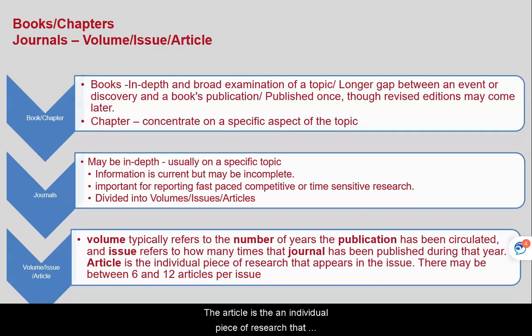The article is the individual piece of research that appears in the issue. Typically, there may be 6 to 12 articles in each issue. Each article will range from between 2 to 3 pages to 30 pages long. You might want to think about the volume, issue, article as a box set of a broadcast program. The volume is the series, the episode is the issue, and a scene within the episode is the article.